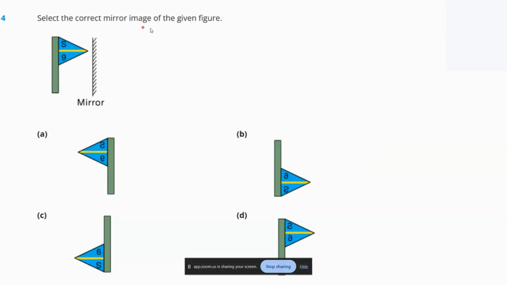Select the correct mirror image of the given figure. Mirror images are always laterally inverted, which means it's just the opposite pattern of what we have in the original picture. So you will see that your S will look like this and 9 will look like this in the mirror image. We have this in option number A. And of course, the flag will also be pointing in this direction. So option number A is our right answer.